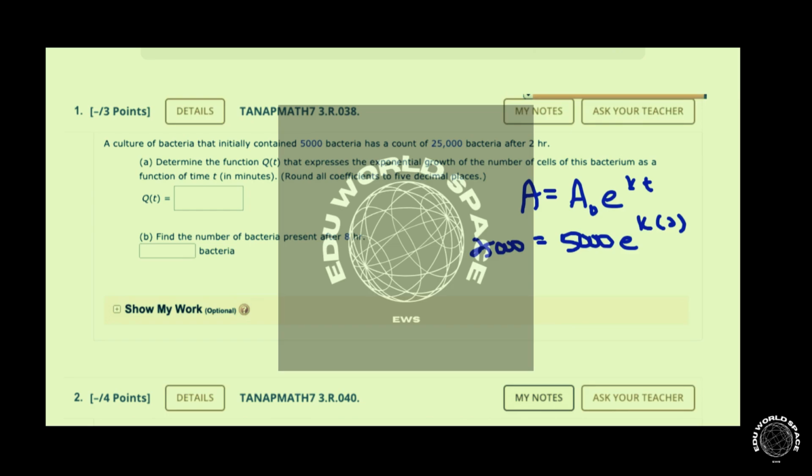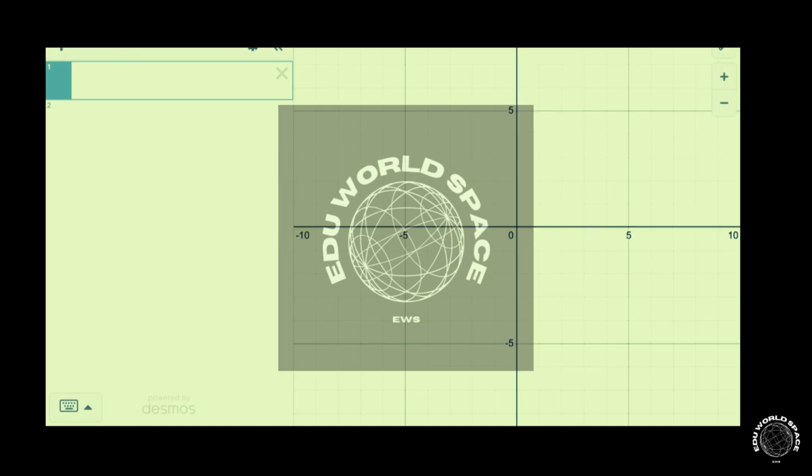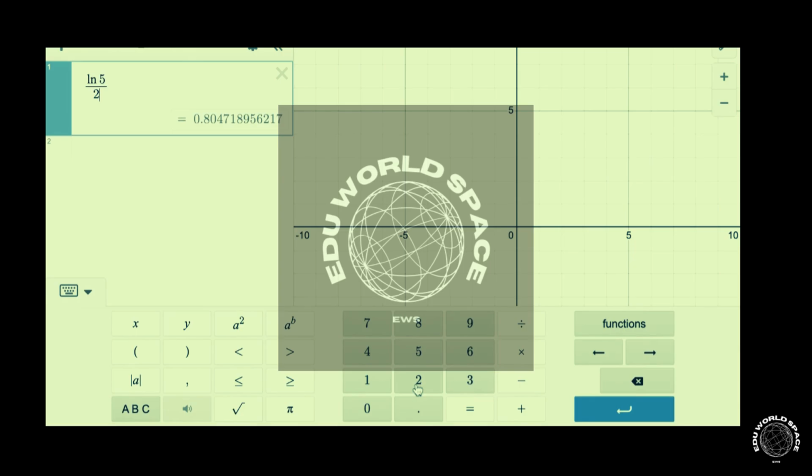So we'll divide both sides by 5,000. 25,000 divided by 5,000 is 5. And then we'll take the natural log of both sides, which is going to get rid of the exponential base e, so that we just have 2 times k on the right-hand side. And so then just divide both sides by 2, and you'll get the natural log of 5 divided by 2. The natural log of 5 divided by 2 is about 0.80472.